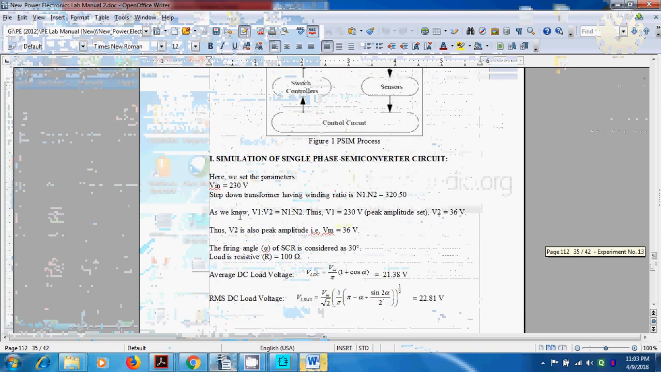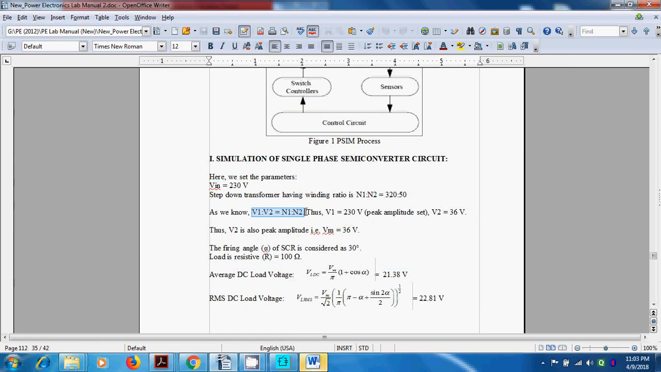So we know V1 to V2 is N1 to N2. If V1 is 230 and V2 is 36 volt, definitely the ratio is 230 upon 36. If we take this particular primary winding ratio, arbitrarily, that is N1 to N2 is 320 to 50, that is nothing but 230 to 36.